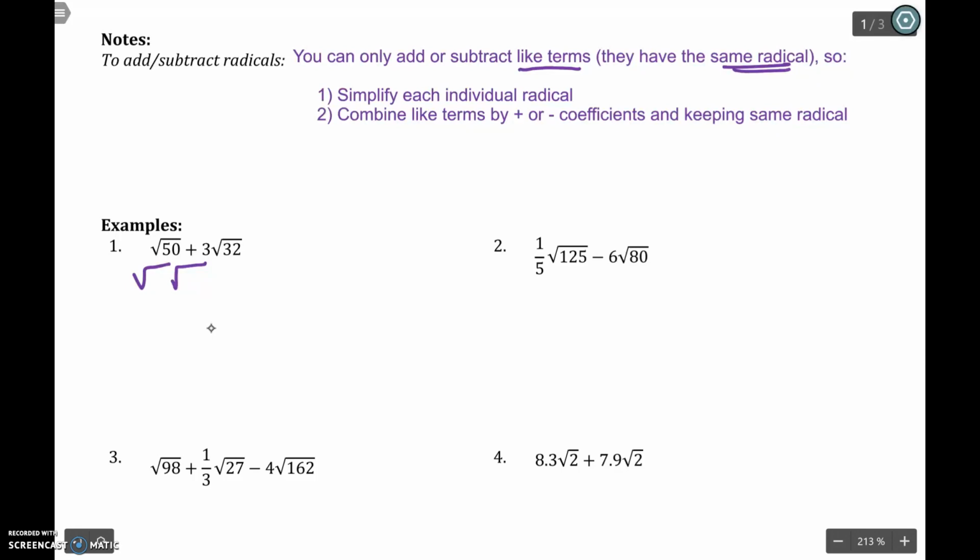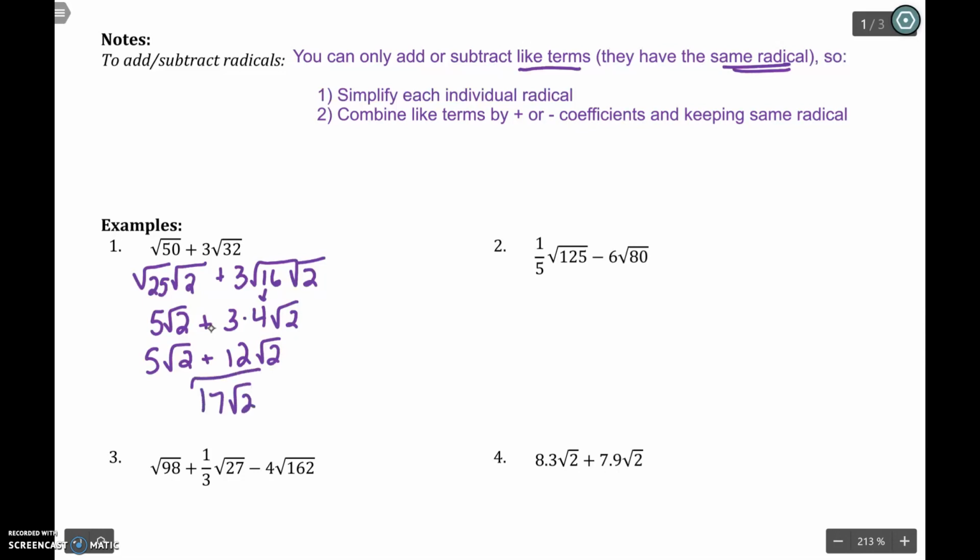So the largest perfect square that goes into 50 is 25, and it goes in twice, making this 5 radical 2. And then we will simplify the 32. And the largest perfect square that goes into 32 is 16, also goes in twice. So this becomes 3 times 4 radical 2, because the square root of 16 is 4, which is 12 when you multiply by the coefficient of 3. And then we can combine our like terms. So 5 radical 2's plus 12 radical 2's is 17 radical 2's.